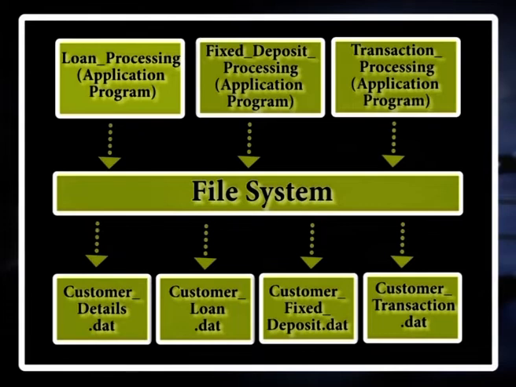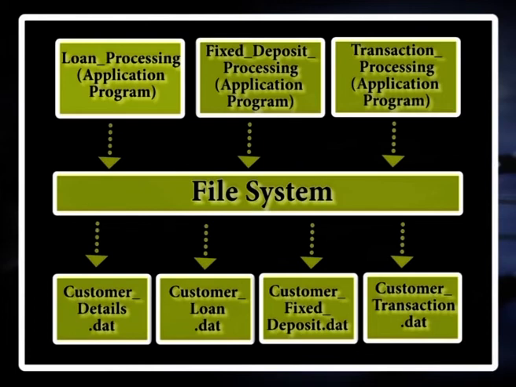Look at the figure. This shows the file system in which 4 flat files are there, namely customer details, storing the details about the customers, customer loan, storing the information about the loan taken by the customers, customer fixed deposit, containing the details about fixed deposits done by the customers, and customer transactions, containing details about the transactions done by the customers, like depositing their loan premium, amount withdrawal details, etc.